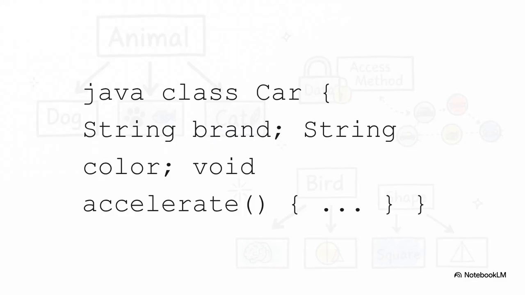And here's what that looks like in actual code. See? We have our car class. It clearly lays out that any car we create from this blueprint is going to have a brand and a color. Those are its properties, or its data, and it's going to have the ability to accelerate. That's its behavior, or its method.